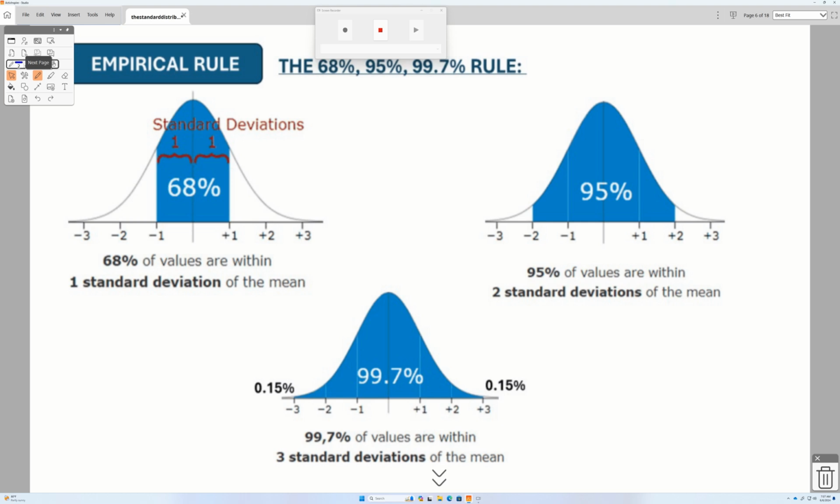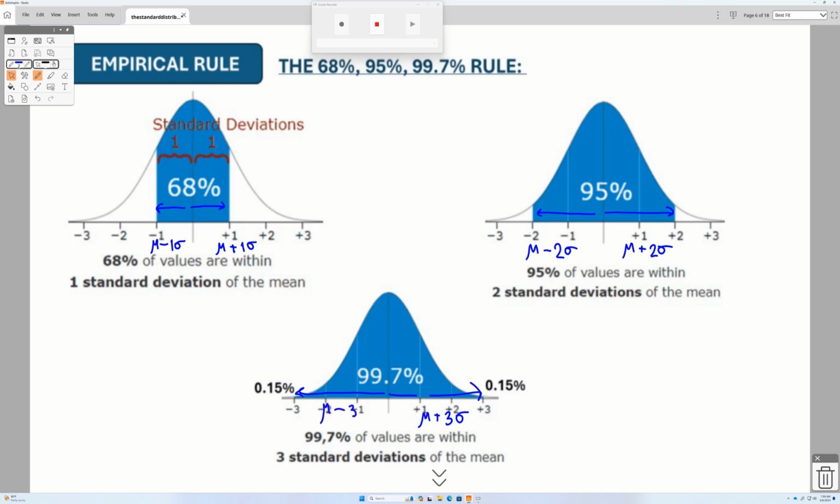The empirical rule determines that approximately 68% of the data is contained within one standard deviation. Within two standard deviations is contained approximately 95% of the data. And within three standard deviations is roughly concentrated 99.7% of the data. This leaves only 0.15% on the left tail and 0.15% on the right tail.